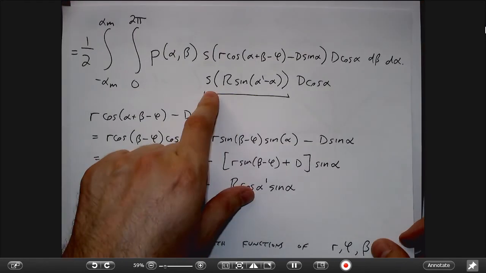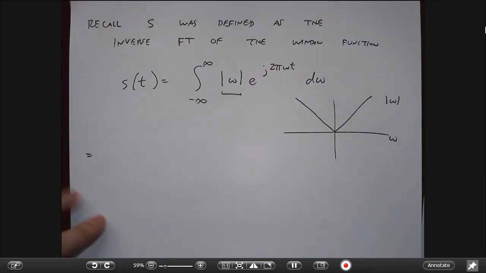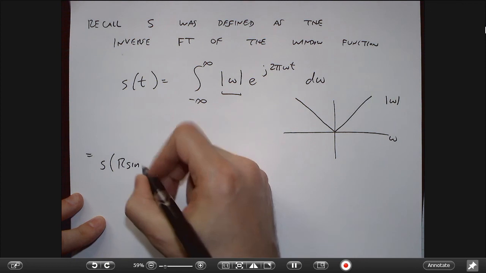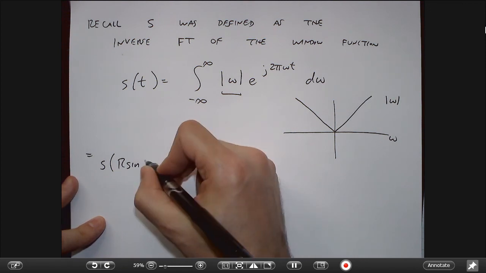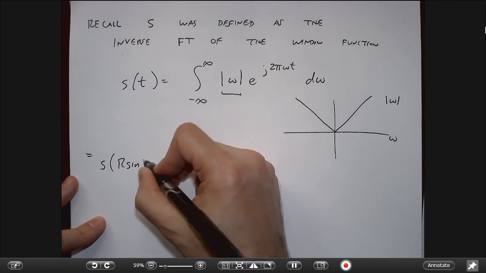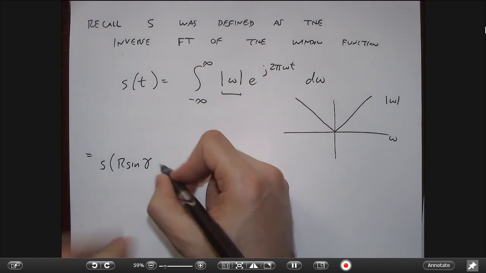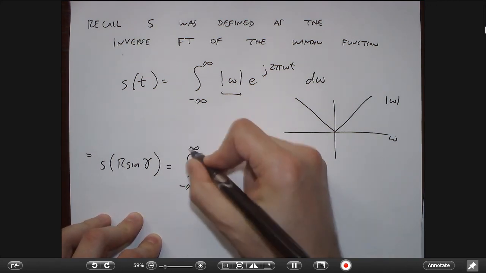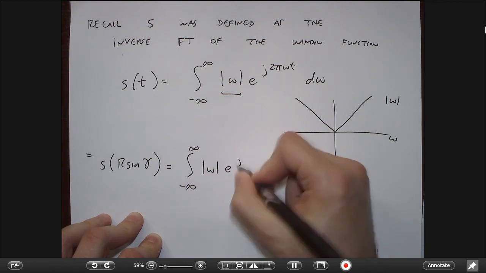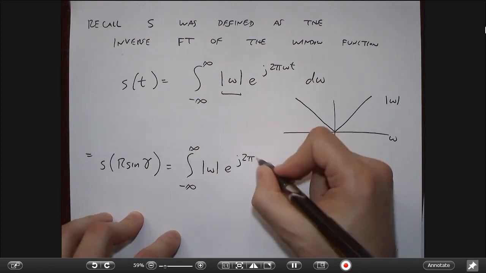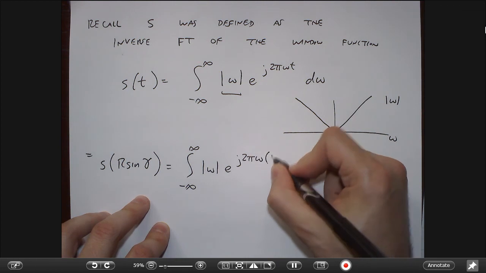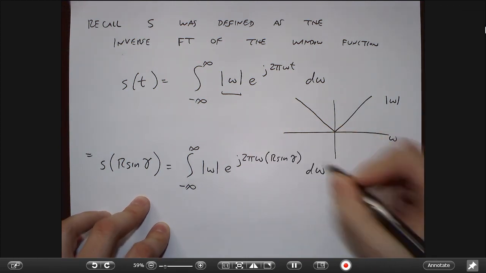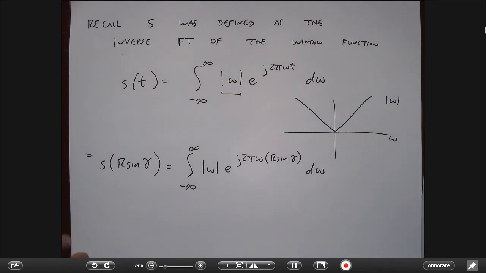And so now what I have in my equation here is an S of r sine alpha prime minus alpha. So what I have is this. And let me just for a moment call that some other number gamma. Okay, so this is kind of what I'm faced with dealing with. If I plug in what I have, e to the j 2 pi, I'm evaluating this at t equals r sine gamma d omega.